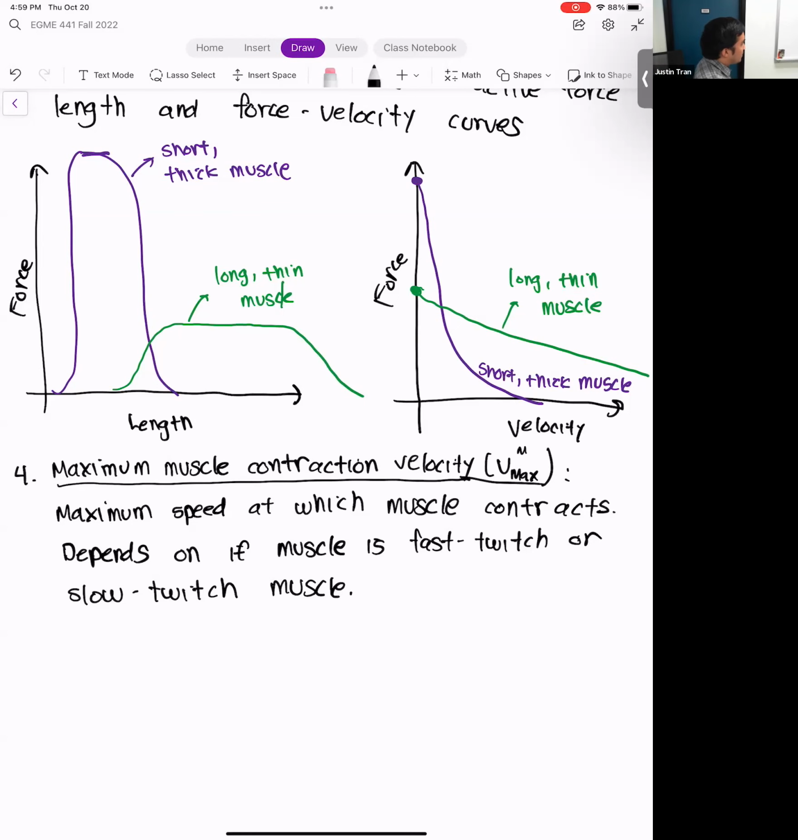And so just like their names imply, the fast twitch muscles can act a lot faster. And so they have a much higher contraction velocity, but the slow twitch muscles contract a lot slower.